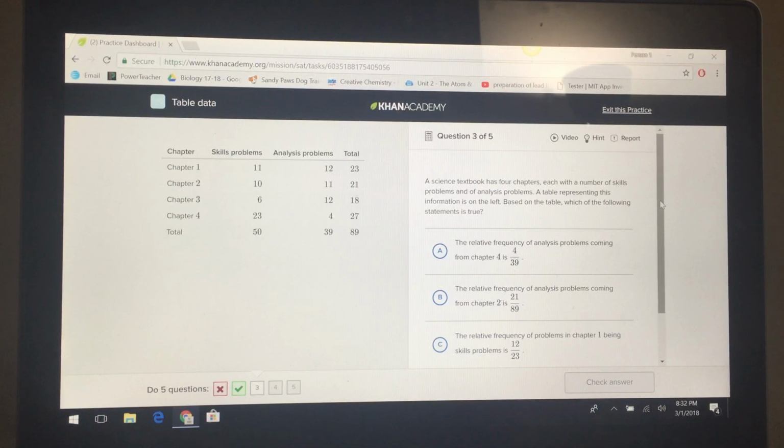And this is where the notes come in. I firmly believe that while you practice on Khan Academy, you should have a piece of paper, ladies and gentlemen, and be taking notes, writing on that piece of paper. The notes are going to look like this.